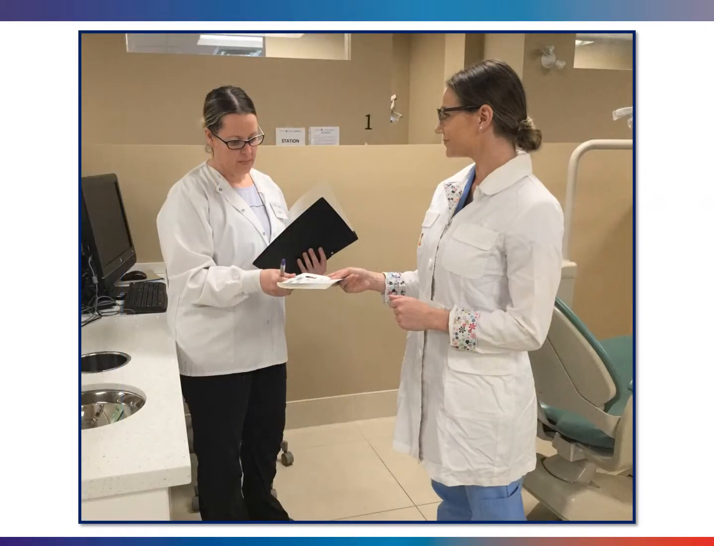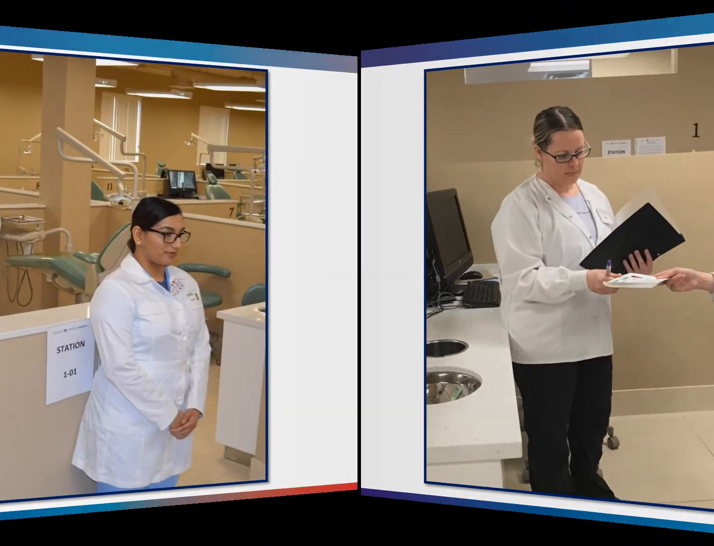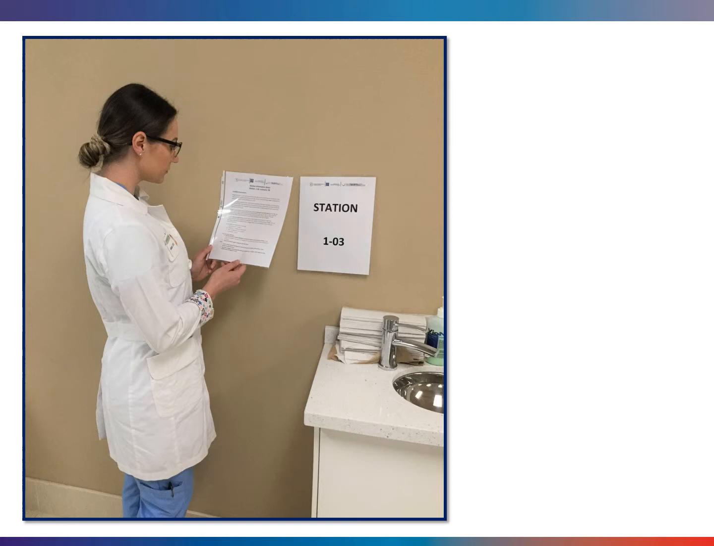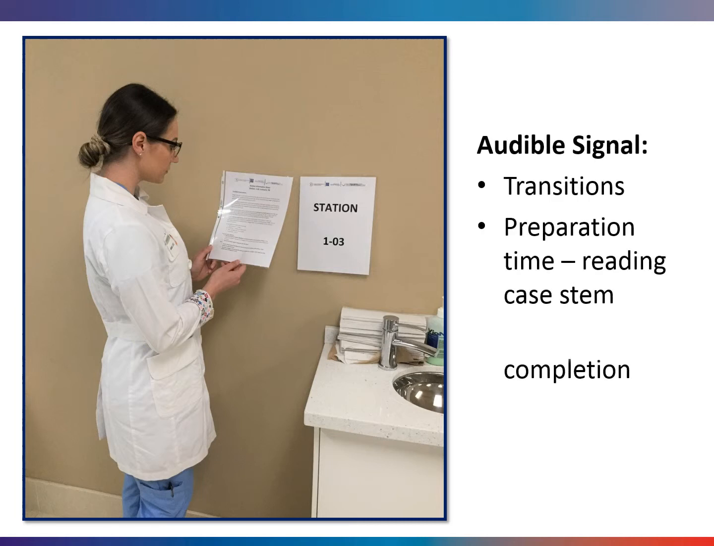Upon arrival at each station, you will present your candidate ID to the rater for verification and provide the rater with the requested number of candidate ID labels for that station. After which, you will wait quietly outside the station with your back to the candidate instructions. When you hear the audible signal, you will have 5 minutes to read and familiarize yourself with the candidate instructions found on the posted case stem. The audible signal will sound to indicate the following: start and stop of the transition times, preparation times, and station completion times.